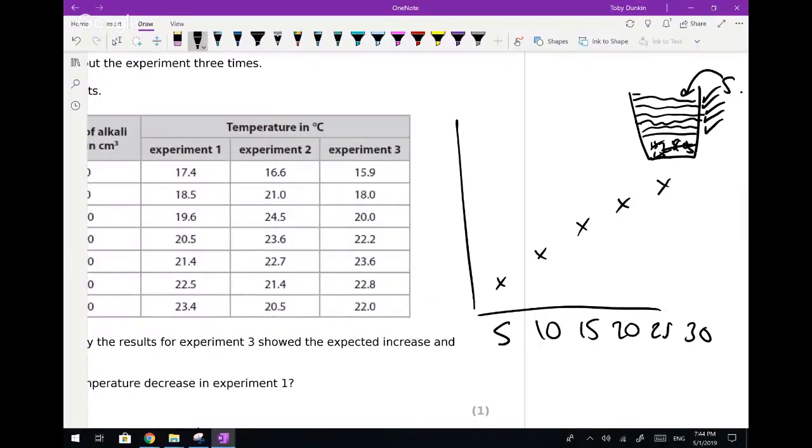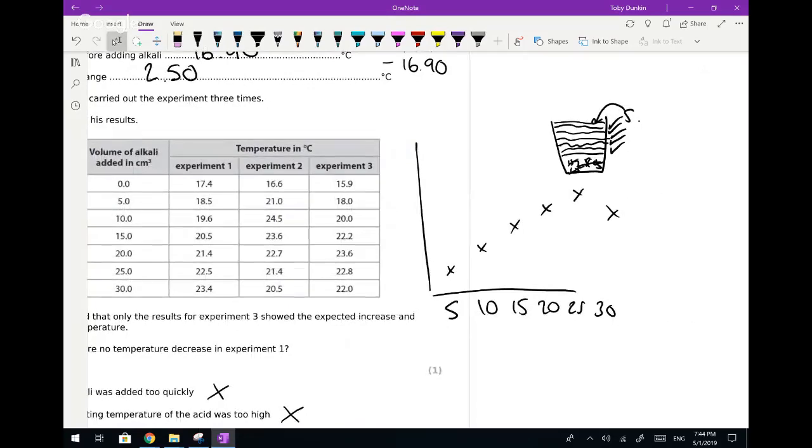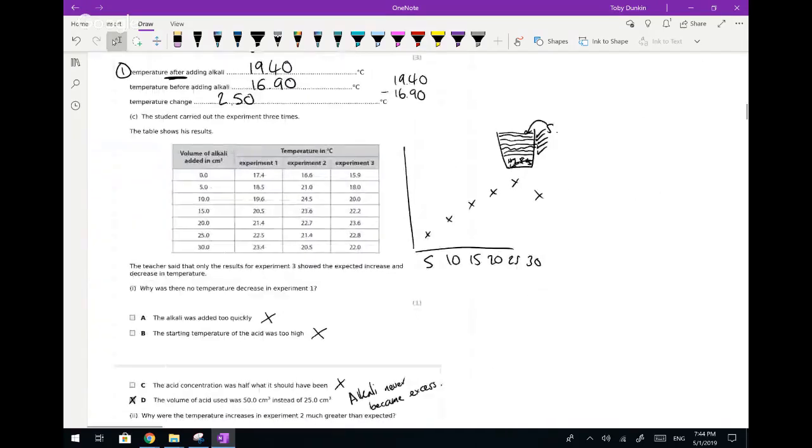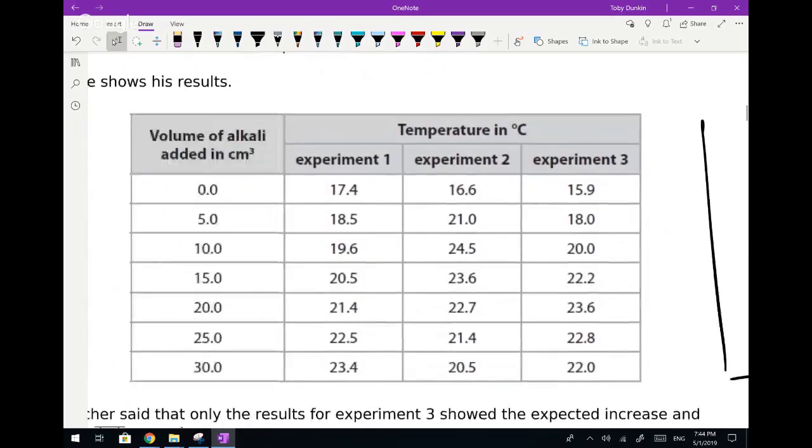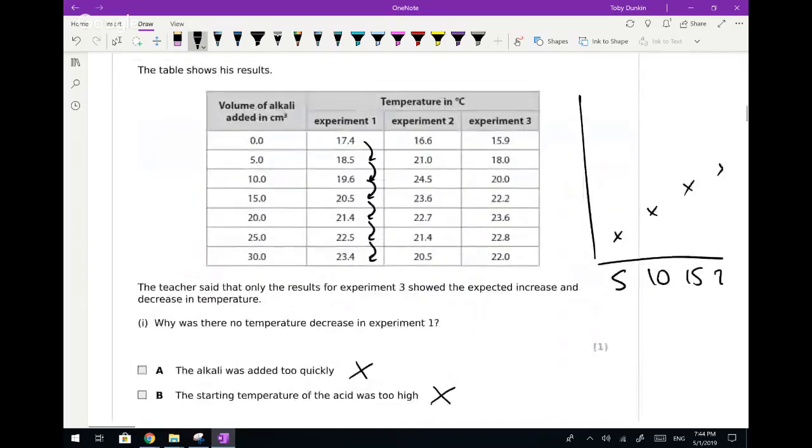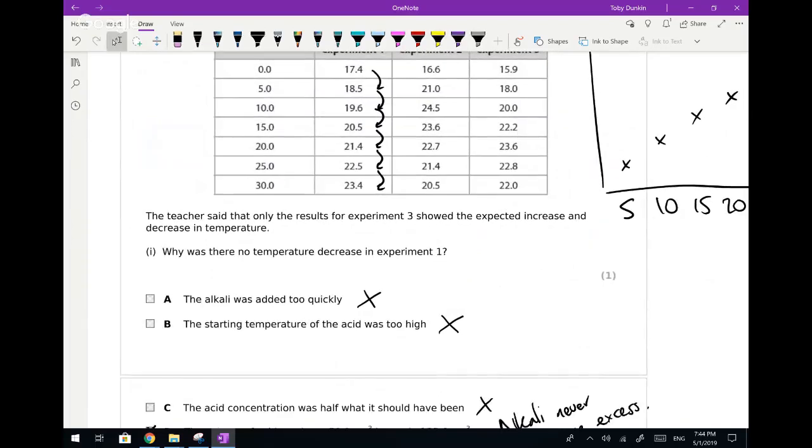And then for 30, it's going to drop. No more reaction can happen. And this means that all we're going to end up happening is we're just going to be cooling this down now. No more reaction can occur. It's going to drop. That's the graph I would expect to see. Right. What happened here? Okay. It went up, up, up, up, up, up. That's weird.